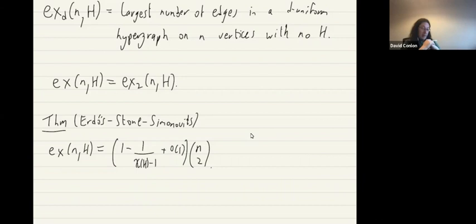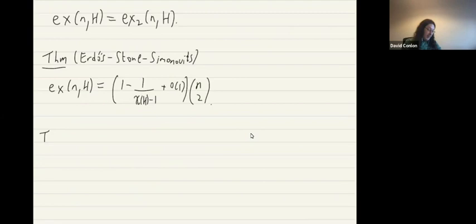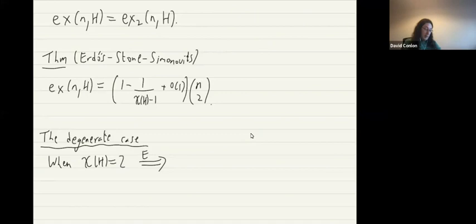So the degenerate case is when the chromatic number is equal to 2. And in that case, what do we get out of this Erdős–Stone–Simonovits? We get, so this ESS implies that ex(n,H) is little o of n squared in that case, just because this expression is just 1, so we get 1 minus 1. That all cancels, and we just get a little o(1) term.